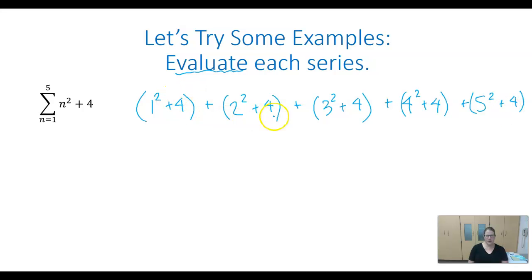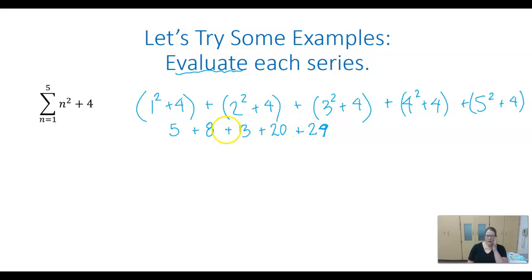Now, before I try to add all these together, I want to go ahead and simplify within each term. So 1 to the second power is 1, and 1 plus 4 is 5. 2 squared is 4, and 4 plus 4 is 8. 3 squared is 9, and 9 plus 4 is 13. 4 squared is 16, and 16 plus 4 is 20. And 5 squared is 25, and 25 plus 4 is 29. Okay?